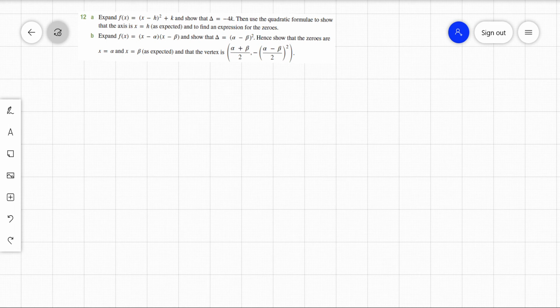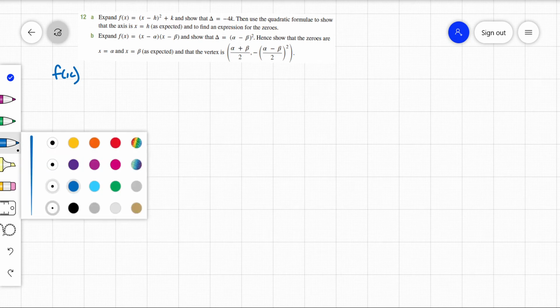Alright, so for question 12, which has got a lot of words, but let's see how we go. So the first thing we want to do is, let's look at A, expand. Alright, so let's expand f of x. My pen's too thick. Alright, let's try now.